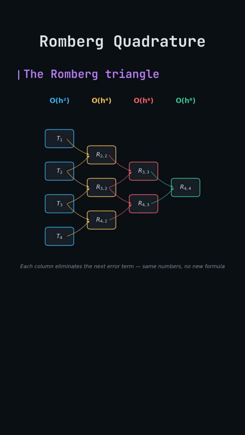Here's the whole picture. Column 1, 4 trapezoidal estimates. Every adjacent pair merges diagonally into column 2, which is order h to the 4th. Every adjacent pair in column 2 merges again into column 3, order h to the 6th. And the last pair in column 3 merges once more into a single number in column 4, order h to the 8th. 4 raw estimates collapse into one very accurate one.